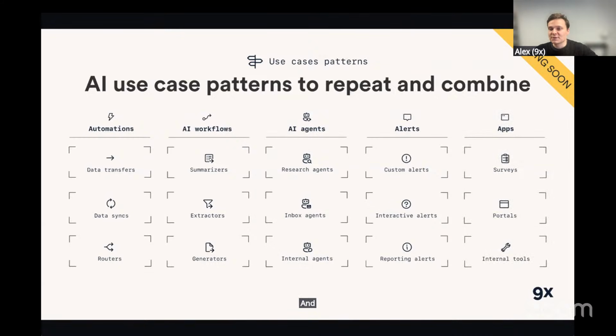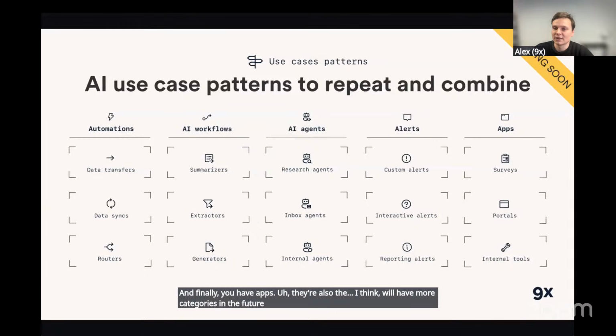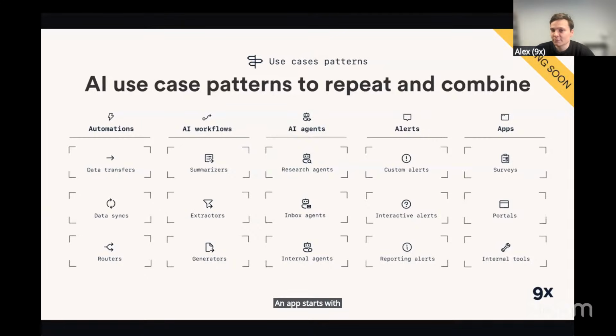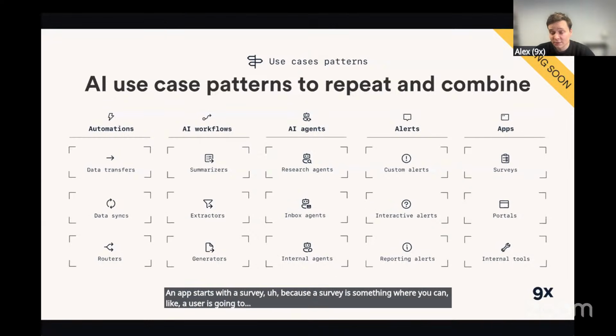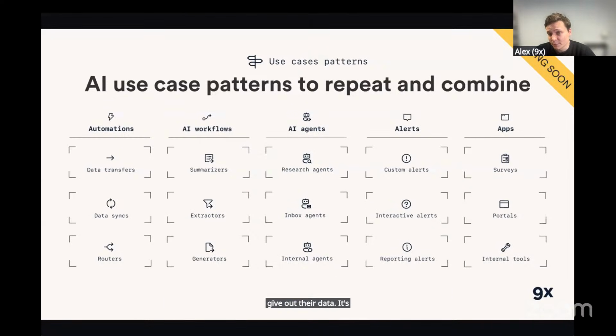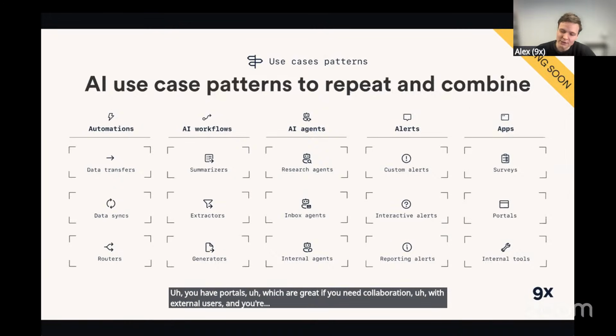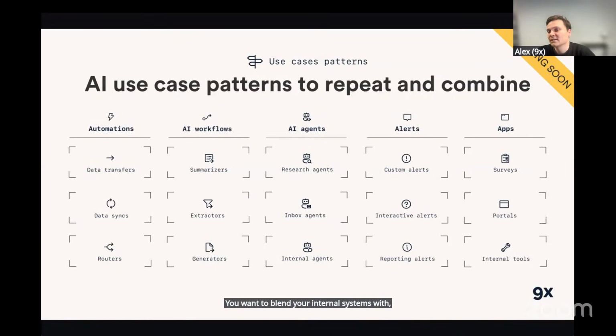And finally, you have apps. There also, I think we'll have more categories in the future, but an app starts with a survey, because a survey is something where a user is going to give out their data, is going to leave information. So surveys are a very powerful, underrated form of application. You have portals, which are great if you need collaboration with external users and you want to blend your internal systems with external users.